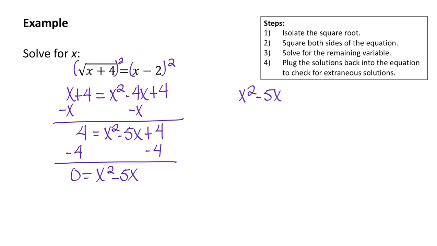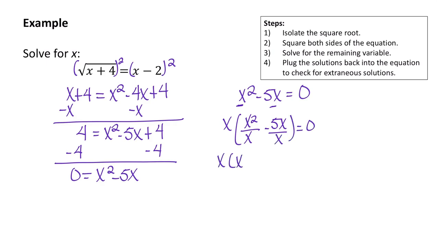I can solve this quadratic, remember, by factoring. In this case, I'm going to factor by GCF because both of my terms have an x in them. So I'm going to factor out an x, which means I'm going to divide out an x from every term. When I do that, that gives me x times x minus 5 equals 0. By the zero product property, since I have two factors that equal 0, I'm going to say x equals 0 or x minus 5 equals 0. X minus 5 equals 0 tells me that x equals 5.